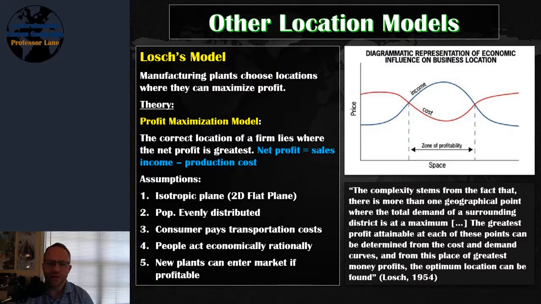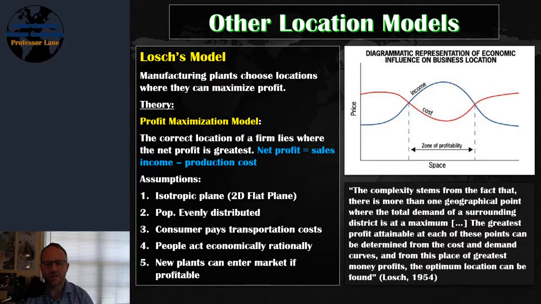Now, like with all models, these assumptions make it difficult to apply to all business locational decisions. However, Loesch makes some valid points. He argued that total consumption is an important variable to consider, which Weber completely left out of his model. When consumption rates are higher, profits will increase. And based on the demand curve, any decrease of price would automatically stimulate the volume of consumption.